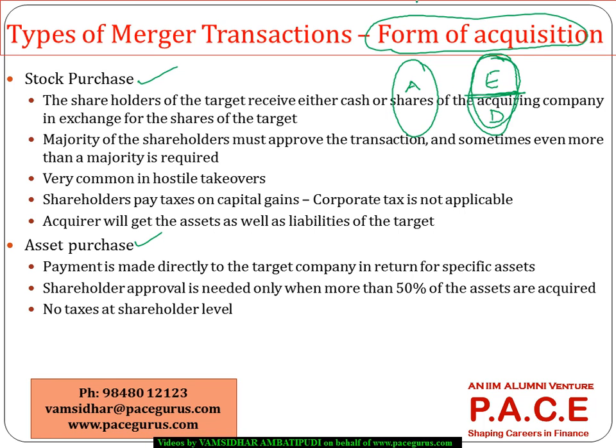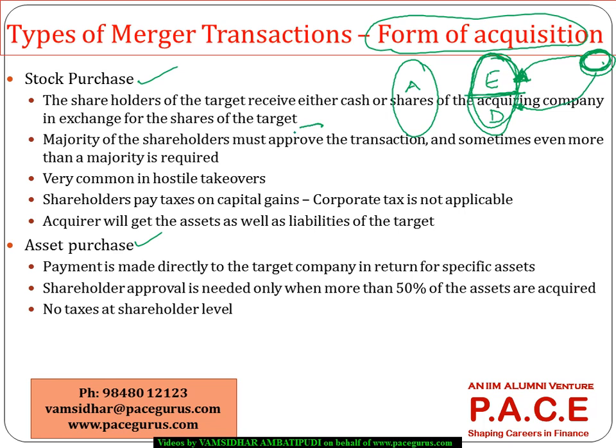Now this entire equity is purchased by the acquiring company. So the shareholders of the target are paid either cash or the shares of the acquiring company. The payment does not happen to the company here. The payment happens to the equity shareholders. So shareholders and the acquirer negotiate directly.